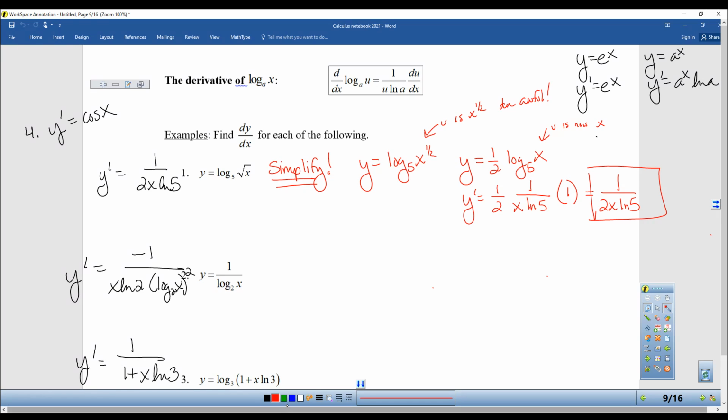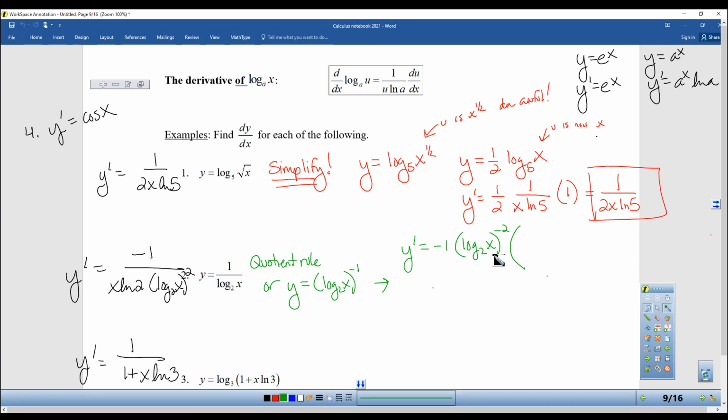Numerator times numerator, and denominator times denominator. So this one you have to decide if you're going to use quotient rule, or you could bring it to the top and call it log base 2 of x to the negative 1. So you've kind of got some choices there. I actually think I'm going to do it this way.